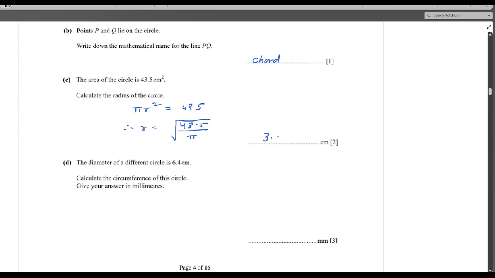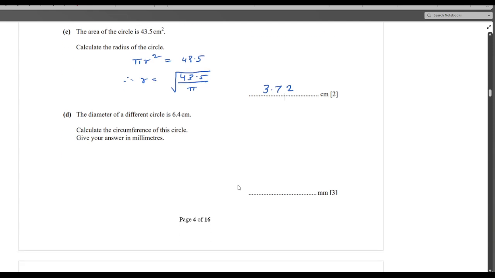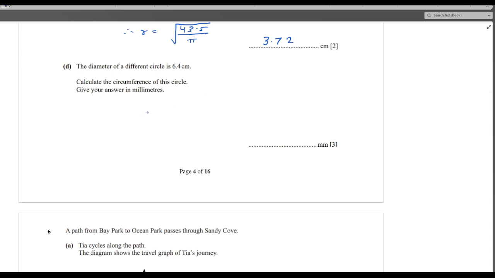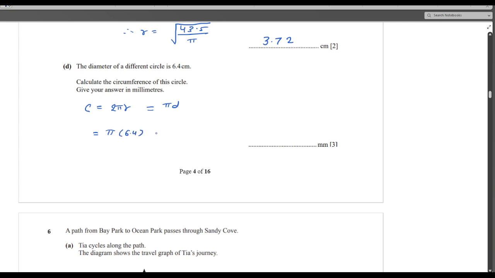Your radius is 3.72. Now the diameter of a different circle is 6.4 centimeter. Calculate the circumference of this circle. Give your answer in millimeter. For circumference we have a formula. Circumference is 2 pi r, or we can say pi d. So pi times d is 6.4, and this will give you pi times 6.4. Answer is 20.1.